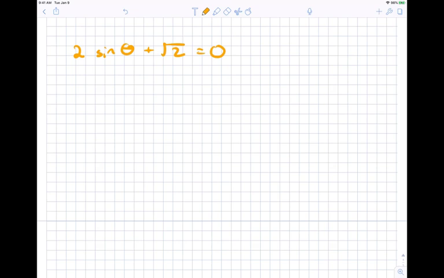Okay, so if we subtract square root of 2 on both sides, we'll get the following. We'll get 2 sine theta equals negative square root of 2. Is that okay? And then if we divide both sides by 2, we'll get sine of theta equals negative square root of 2 over 2.